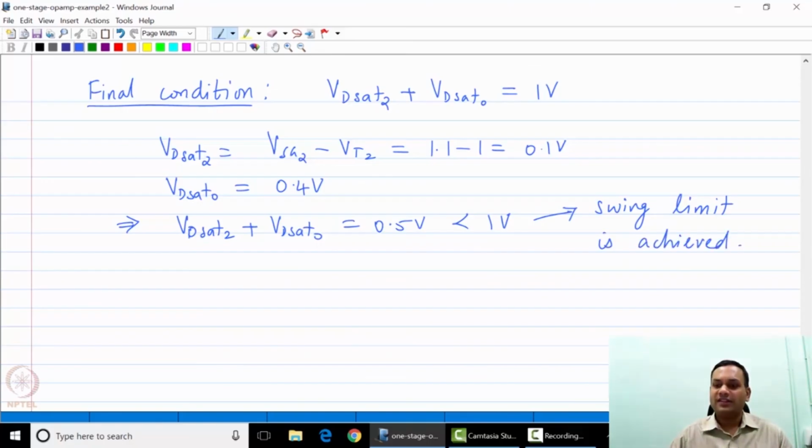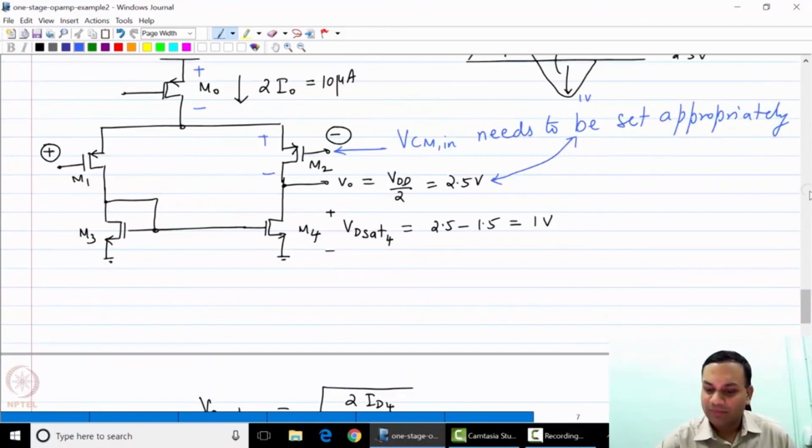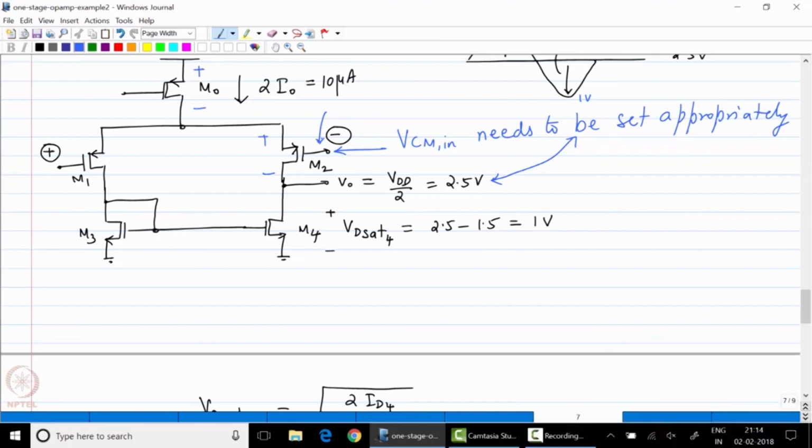Please note, for this final swing limit condition that we have applied at the end, I have assumed that the gain of the amplifier is so large that for the triode condition I can neglect the swings at the gate. So please note this. For a hand calculation, this is often perfectly fine as long as the gain of the amplifier is very large. In this case, our DC gain is 500, so therefore we have no problems with neglecting the swings at M1 and M2 gates.